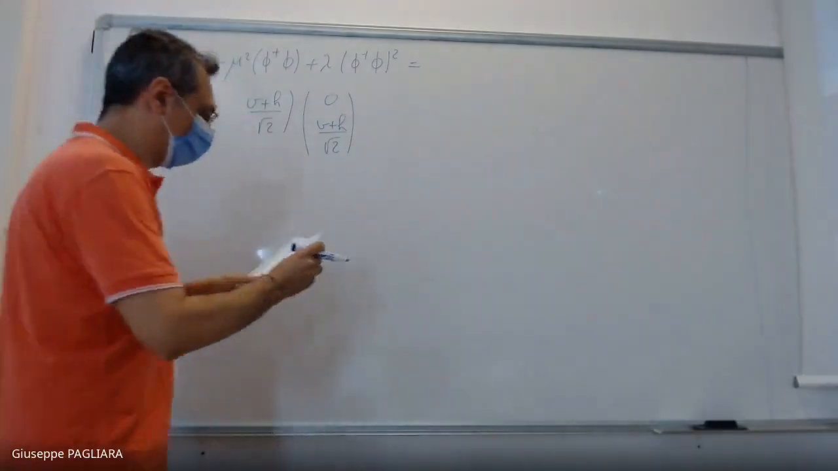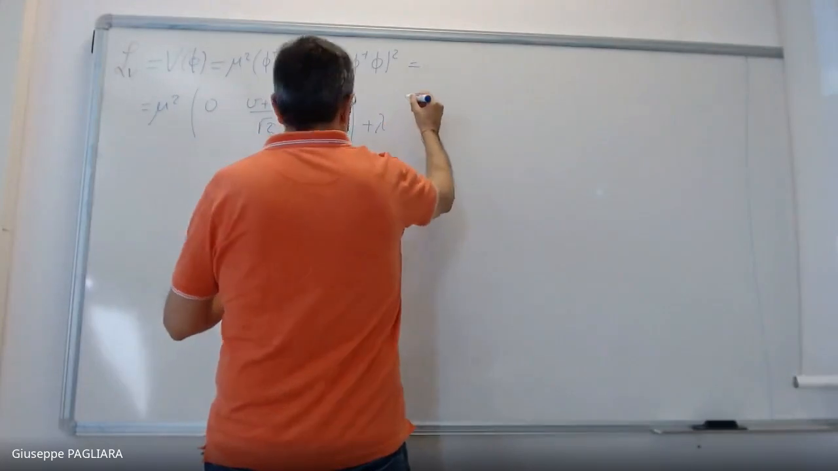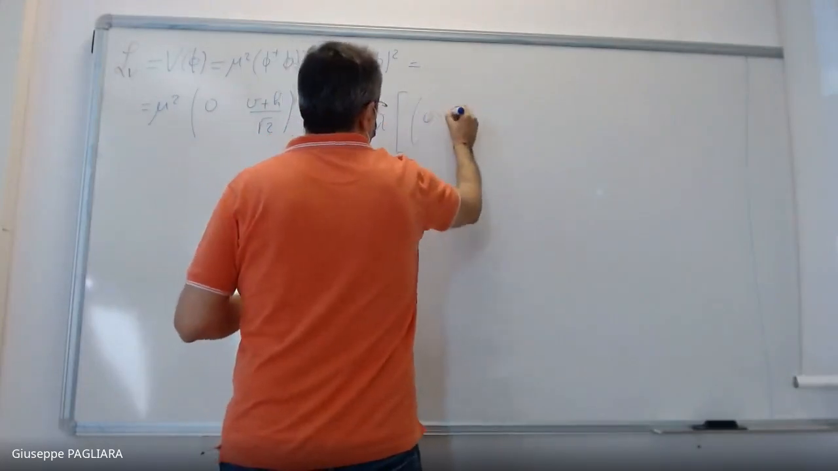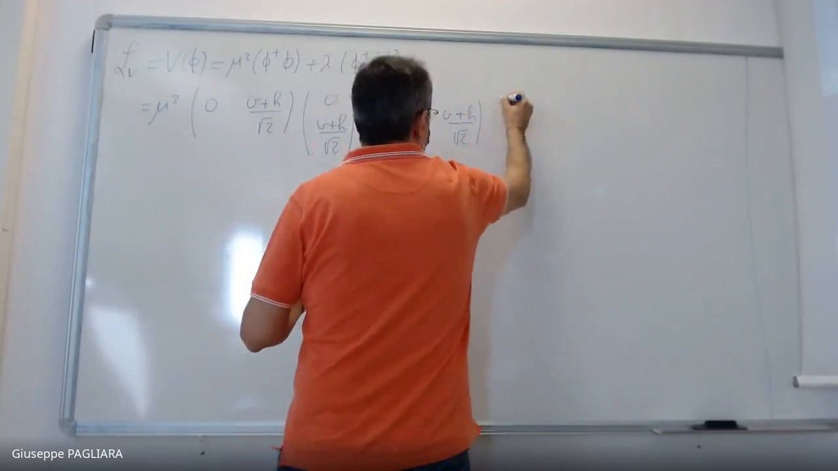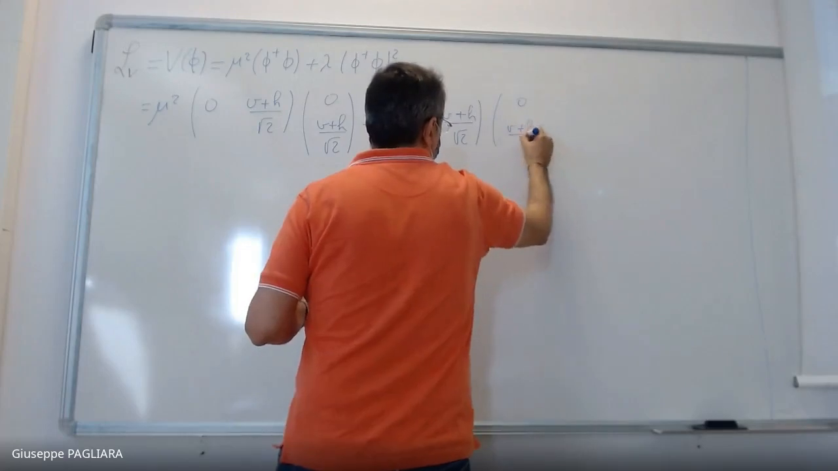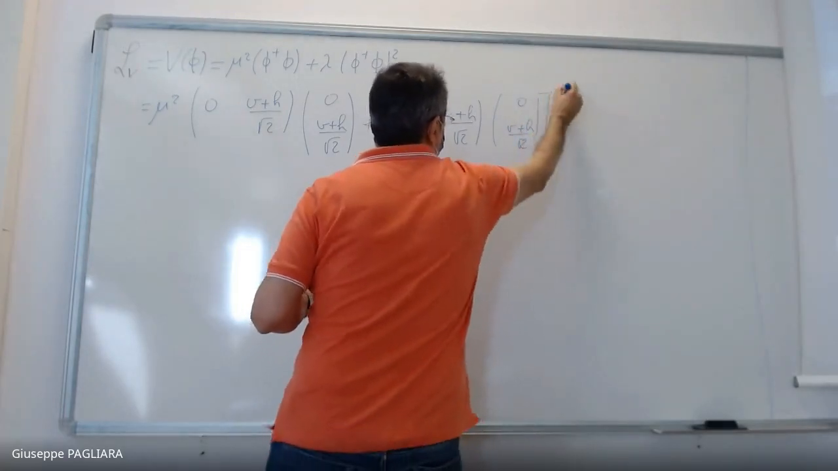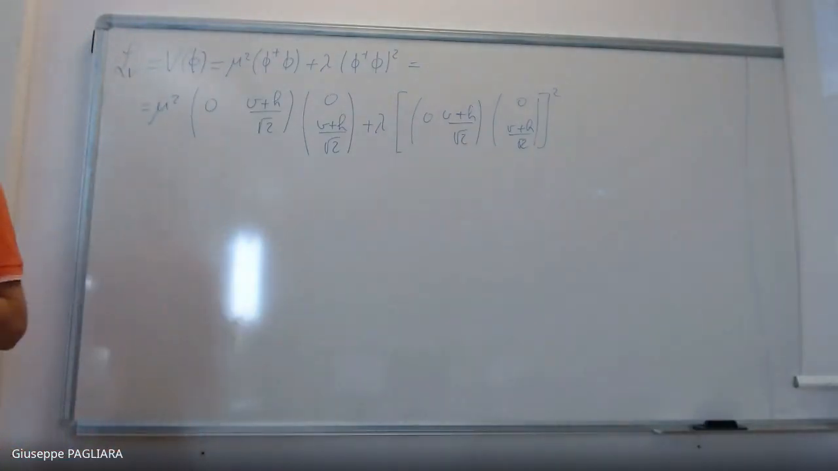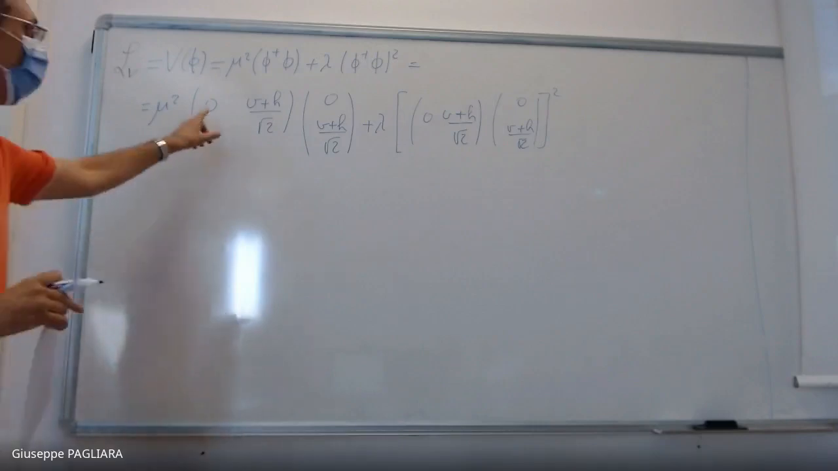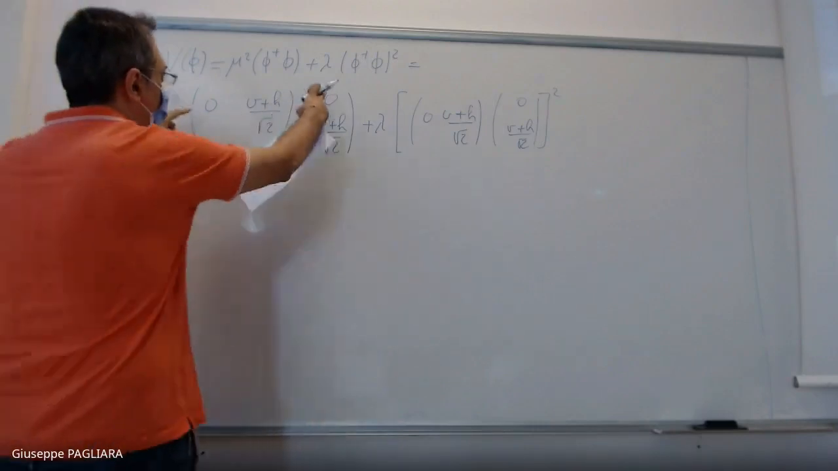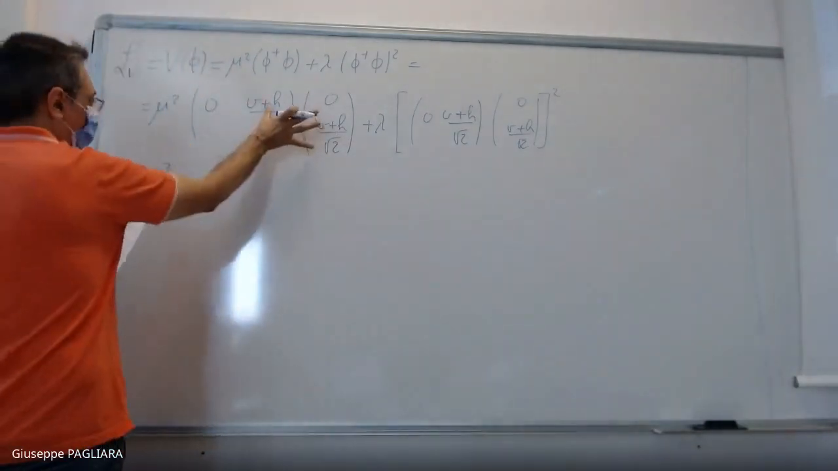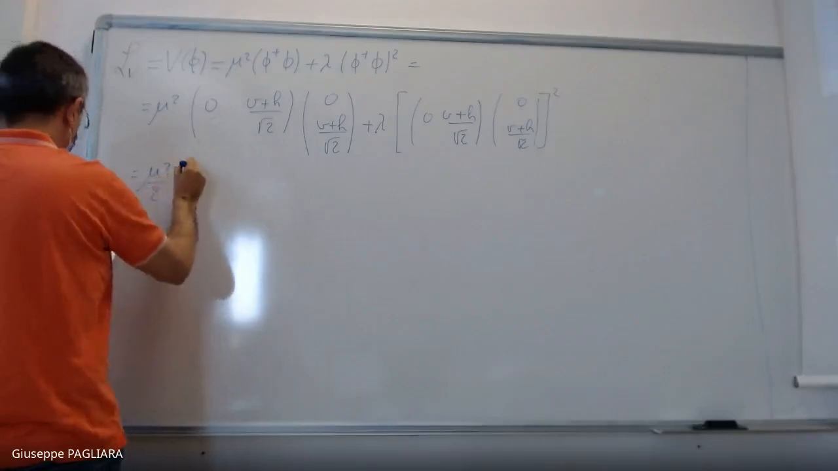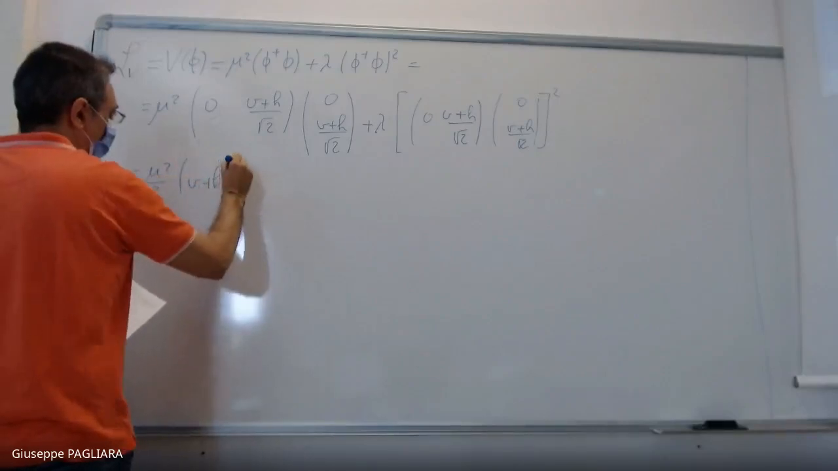This is the first piece, and then we have the second piece, lambda, again with the vector 0, (v plus h) divided by square root of 2. So these are now trivial vector-vector products. We just take the square of this. So this is mu squared divided by 2, and then we have (v plus h) squared.